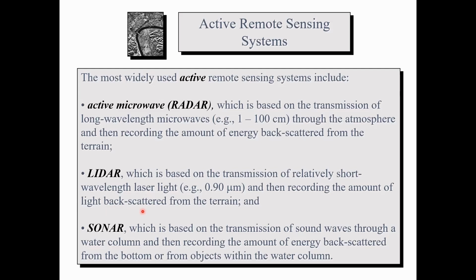Then the other one, which is slightly different, not based on electromagnetic energy, is sonar. This one is based on transmission of sound waves through a column of water, and then recording the backscattered energy from the object. So this is normally used to detect obstacles in the water. It's normally used for search and rescue, and also for research to detect any obstacles within the water. They could be underwater volcanoes, they could be shipwrecks, and so forth. But for our purpose as remote sensing specialists, your interest will be in LiDAR or radar.